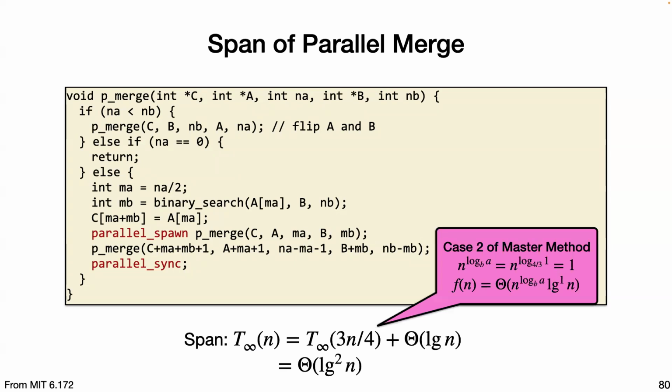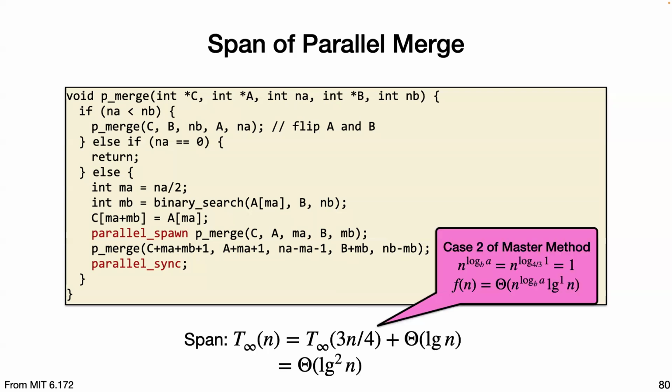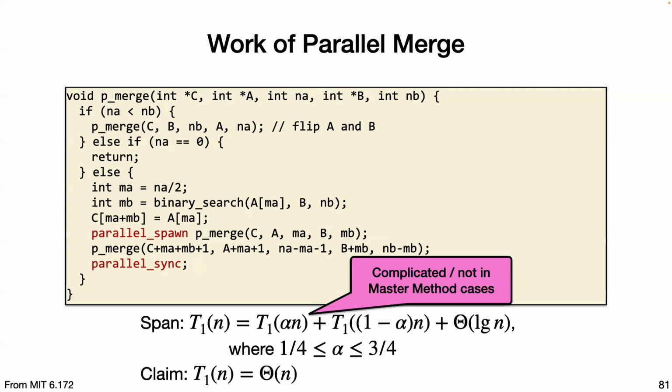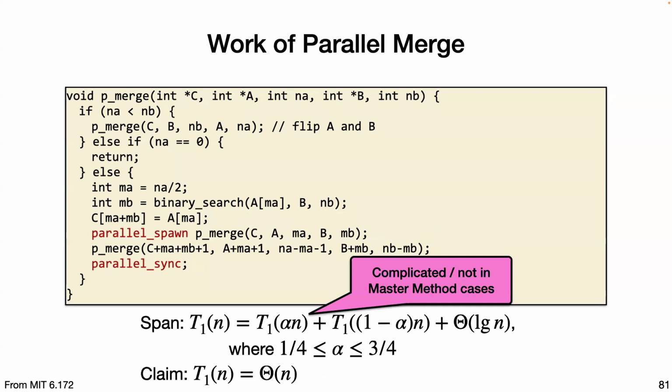Okay. So the span T is bounded above by T of 3/4 n, and then the additional f of n factor is log n, because the binary search has span log n. And this is log squared n by the master theorem. Wait, hold on. Yeah. So yeah, these are the subproblems.